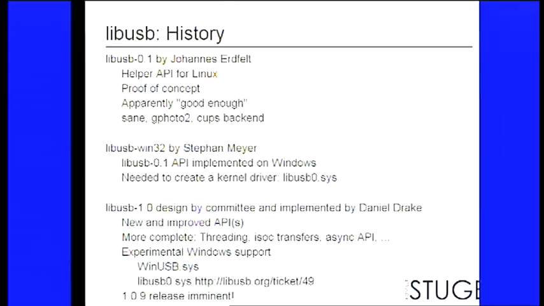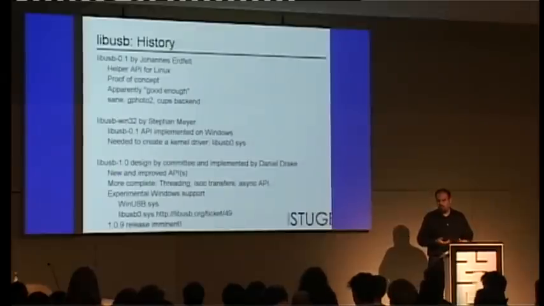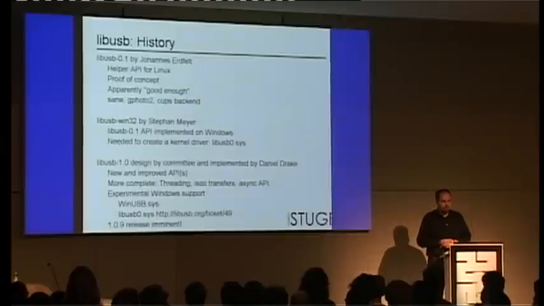Maybe you've used a scanner in Linux or copied photos off your digital camera. Sorry. Or printed to a USB printer. And chances are that, if you did this a while ago, you would probably be using libusb code. And this was only for Linux, and it got support for Mac OS also after a while. But Windows people, they also wanted this API because it's really pretty easy to use.